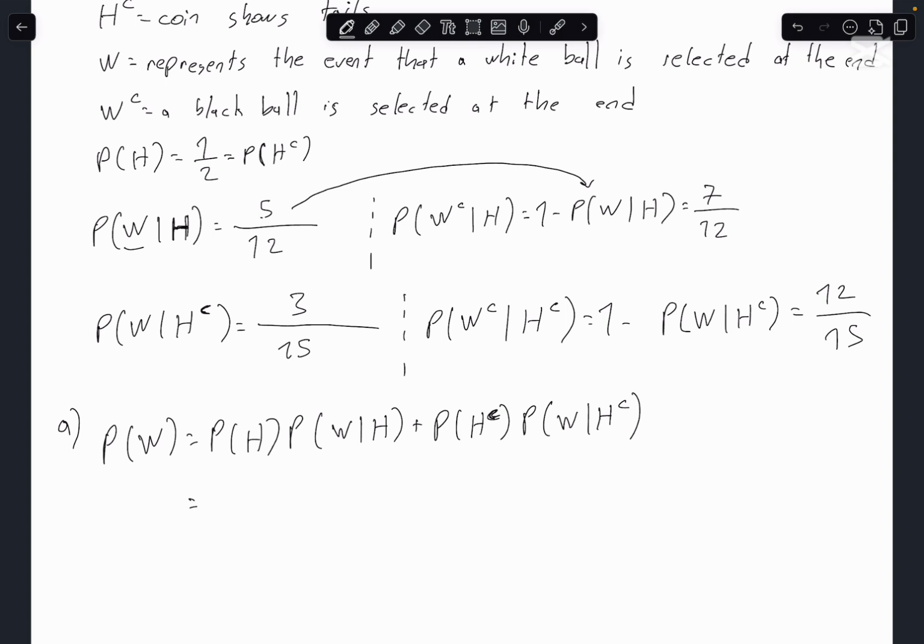So let's write the probabilities. Probability of getting heads is 1 over 2. Probability of white given that H is 5 divided by 12, plus probability of head complement, which is probability of tails, again 1 divided by 2, multiplied by probability of whites given that head complement, which is tails, was 3 divided by 15. And the answer will be 37 divided by 120.